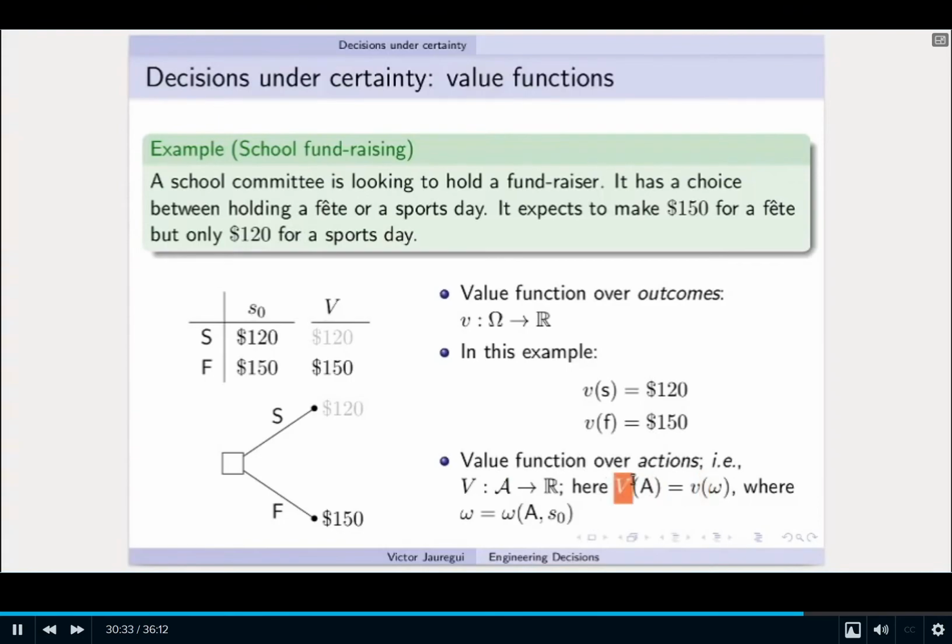Right? So little v is what we had before, which is a value assigned to an outcome by an agent, the decision maker. Big V is now the value assigned to the action by the decision maker. And we can just directly give the value of the outcome to the action, because in a situation where we're under certainty and the action determines the outcome, the two are going to be the same. Or we might as well assign one to the other.